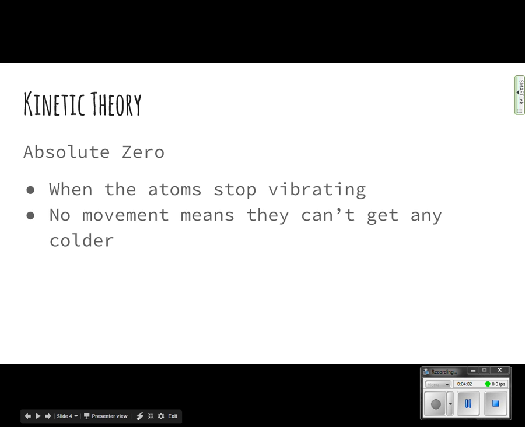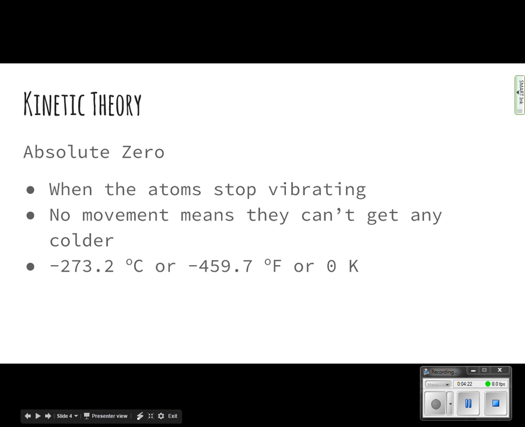Since they aren't moving at all, that means that they can't get any colder. Think about it. They can't move at all. How can they not move more? How could they slow down if they're not moving? So that means that there's some limit to how cold the universe can get.